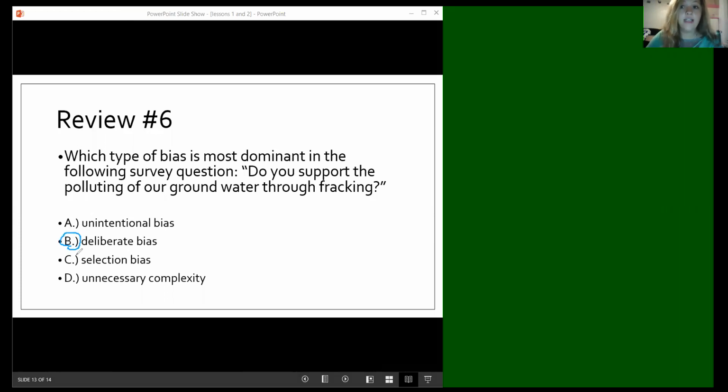So remember, B is when the wording is suggesting a specific answer that you should give. For example, if they were to say there is a good reason to exercise, that's suggesting that it is good. In this case, it's saying, do you support polluting of our groundwater? So it has that connotation there. That's pushing it towards being deliberate bias because it's basically stating what they want the person to say. So the answer would be B.